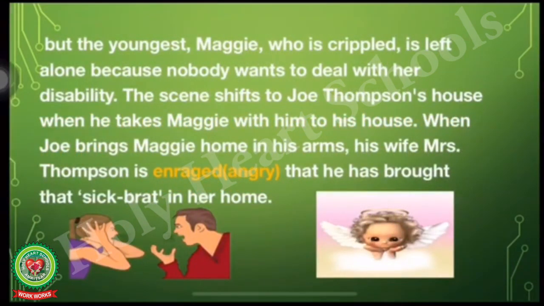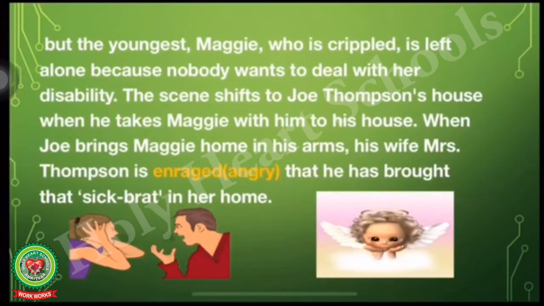But the youngest, Maggie, who is crippled, is left alone because nobody wants to deal with her disability. The scene shifts to Joe Thompson's house when he takes Maggie with him to his house. When Joe brings Maggie home in his arms, his wife, Mrs. Thompson, is enraged. Enraged means angry that he has brought that sick brat in her home.